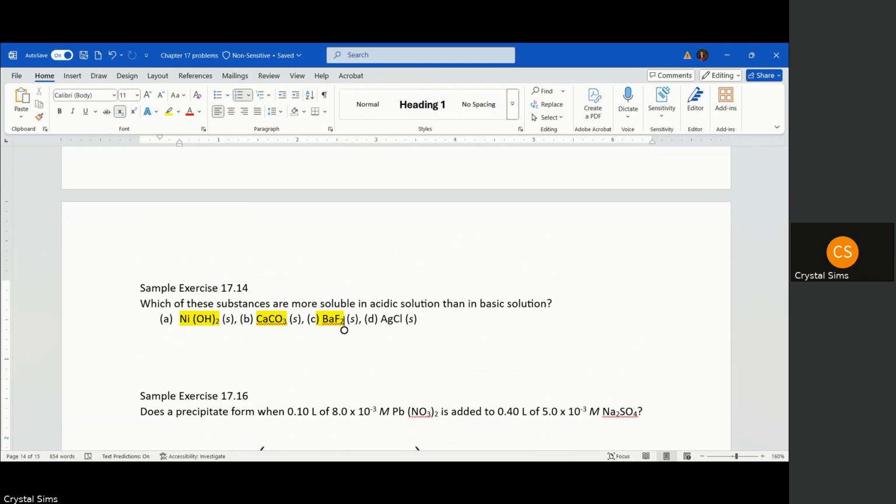So what are we looking at? Well, when we combine these two salt solutions, will a precipitate form? What we've got to do is determine the concentration of ions just after they are mixed and then compare the value of Q with Ksp. So when we combine lead(II) nitrate and sodium sulfate, will we get a precipitate? So let's look at this.